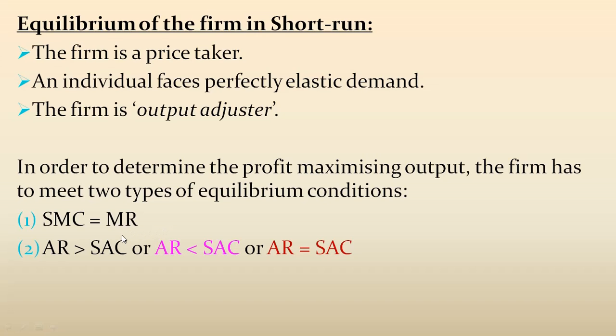Now in this second video we will discuss the second equilibrium condition, where average revenue is more than short run average cost, or average revenue is less than short run average cost, or average revenue is equal to short run average cost. In this second condition we have three different phases, as you can see here. Whether AR is greater than SAC, AR is smaller than SAC, or AR is equal to SAC, all these three types are the second equilibrium condition.